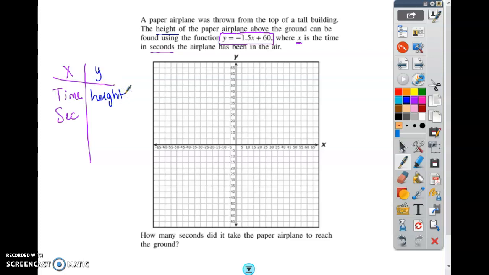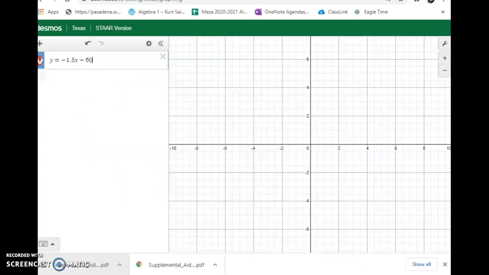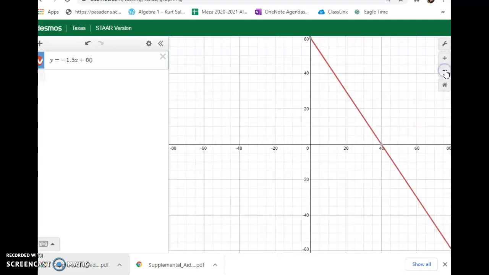Okay, now we can type that in Desmos and go look at it because they didn't give us the graph. And they want to know how many seconds did it take the paper airplane to reach the ground. So when did it land? When did it hit the ground? So we're going to type it in Desmos. Y equals negative 1.5x plus 60. And it doesn't show up, but that's because it's way up here, right?